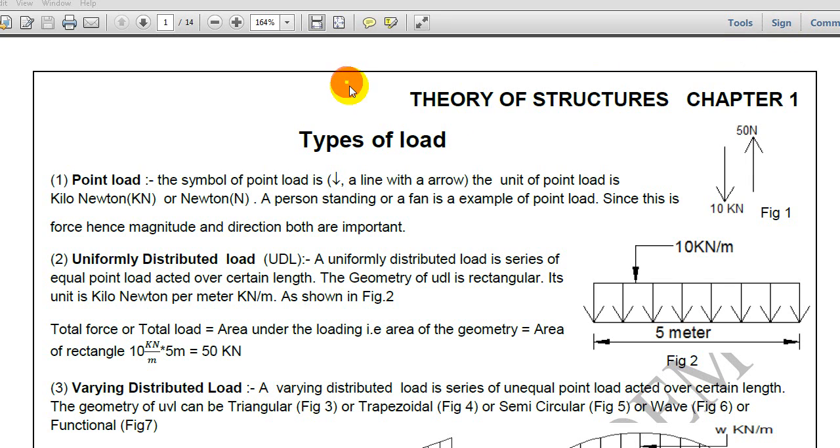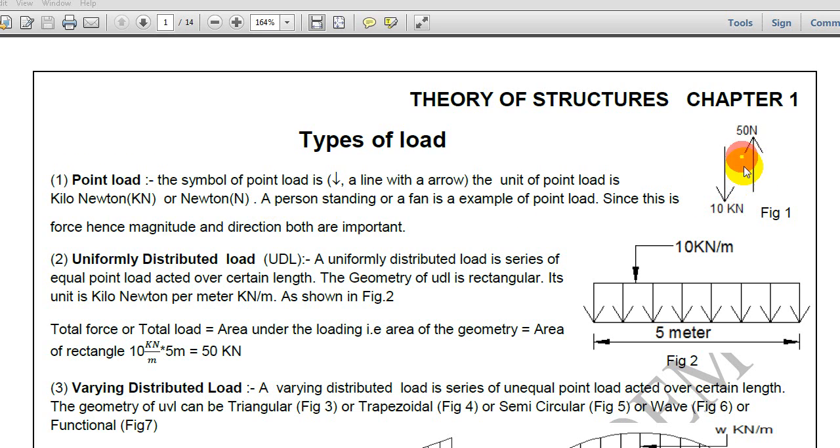So today we are looking into the first chapter, theory of structure. Before starting this chapter, we have to understand the loads, their unit and their direction. Both are important. The first is a very simple point load.